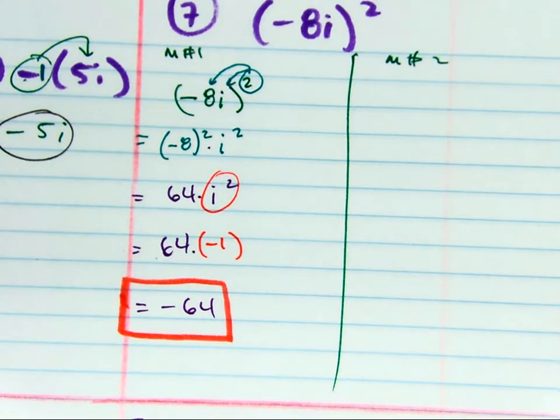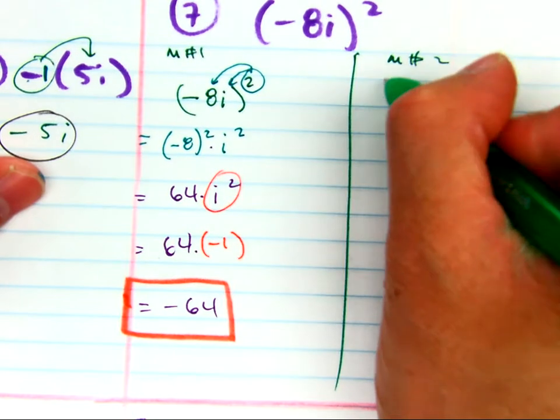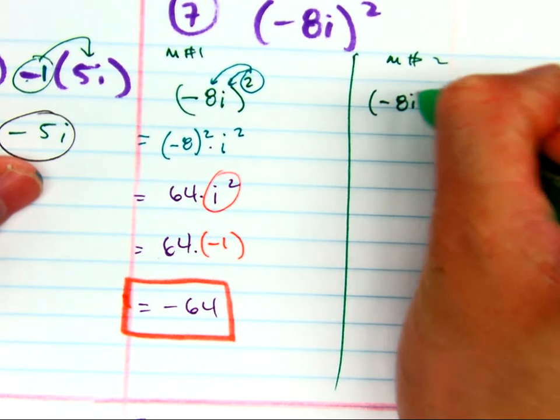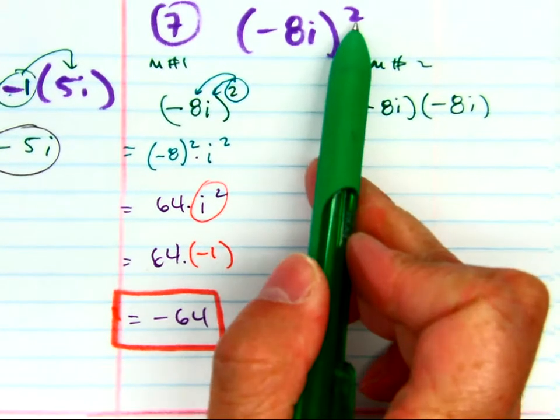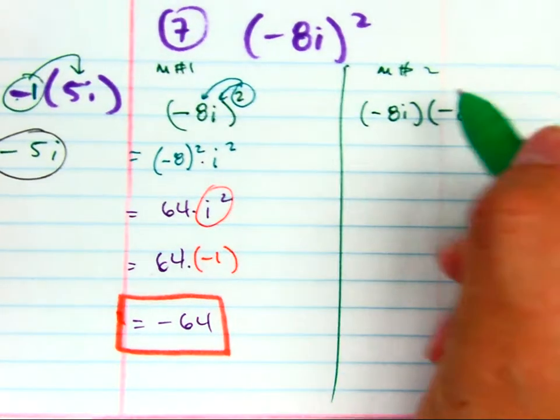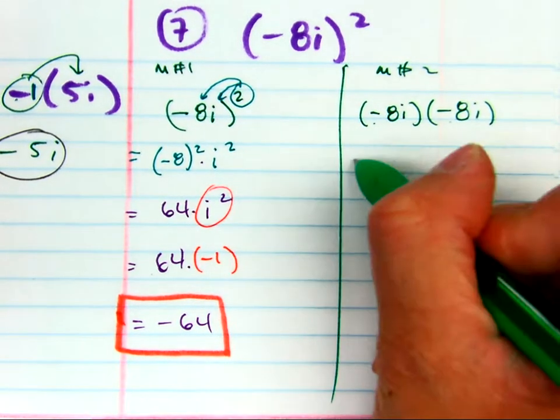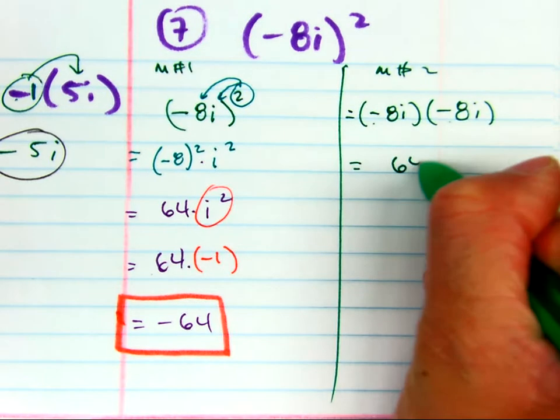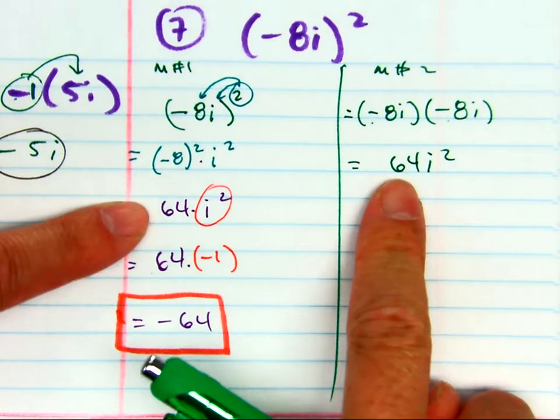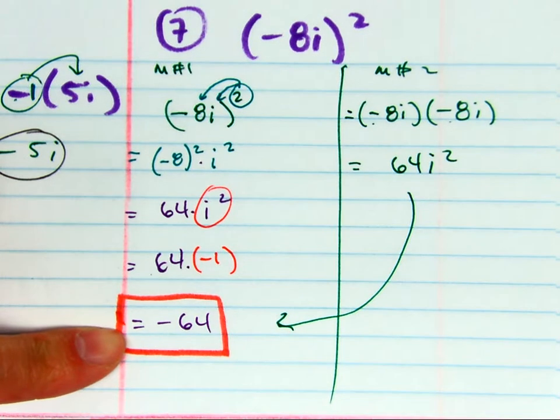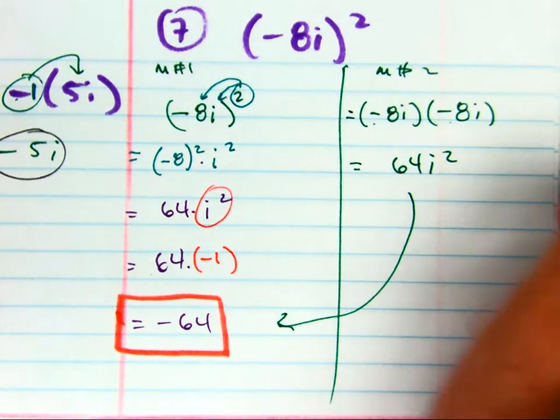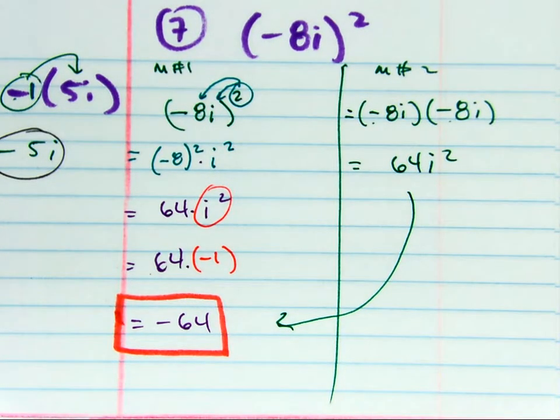The second way you can do this problem is negative 8I times negative 8I. And that's what the exponent means. There are 2 of these expressions. And then if I multiply negative 8 times negative 8, that gives me 64 times I squared, and it's essentially the same thing, and you'll get negative 64. So 2 ways to do the problem. Either is mathematically correct.